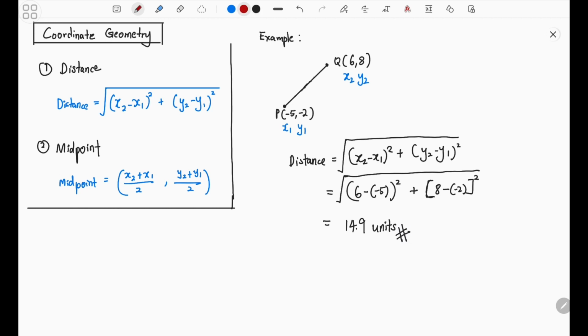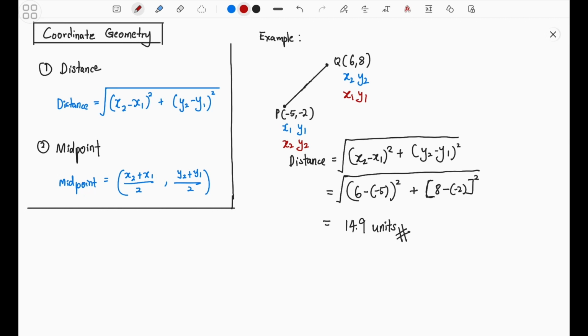Alright, at this point, students, you might be asking me, Sir, can I assign my point Q to be x1, y1 and my point P to be x2, y2 instead? My answer to you: yes. Okay, and I guarantee you that you will still be getting the same answer, which is 14.9.